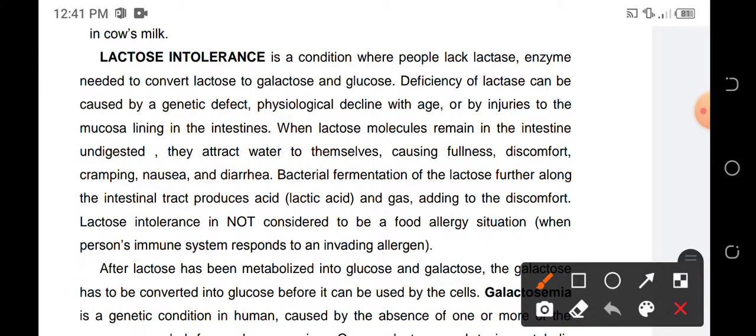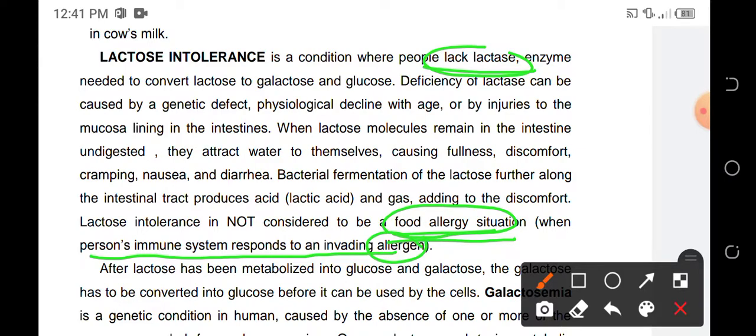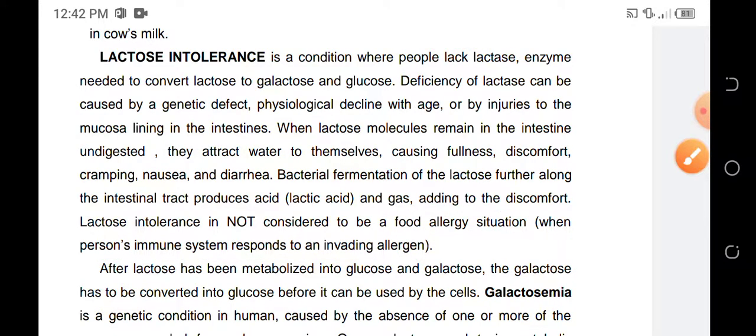Okay? So let us be reminded that lactose intolerance is not a food allergy situation. Rather, it's just a lacking of enzyme. So hindi siya mako-consider na allergic ka sa milk, hindi ganon. Okay? It's just that kulang ka ng enzyme. Okay? Kasi pag sinabing food allergy, ibig sabihin the person's immune system has been invaded by an allergen. Okay? So, it's just that kulang ka lang ng enzyme.